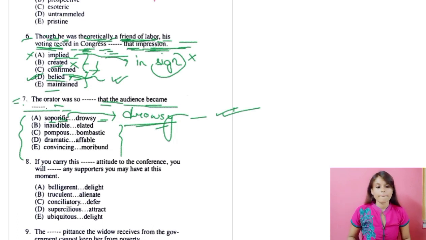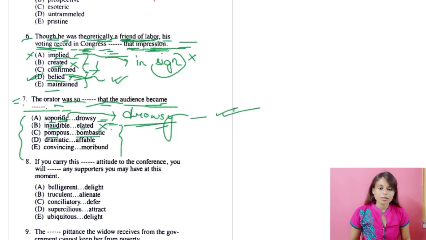The second option is inaudible and elated. Inaudible means it was not proper, like people were not able to hear properly. And elated means very happy and excited. So just see the meaning. If I put these two options, the orator was so inaudible that the audience became elated. What kind of meaning is this sentence providing us? It was already inaudible, and that was making the audience happy. So it makes no sense. I am crossing this out.